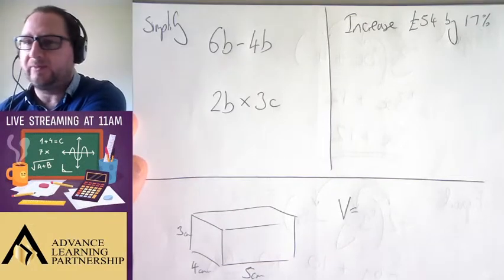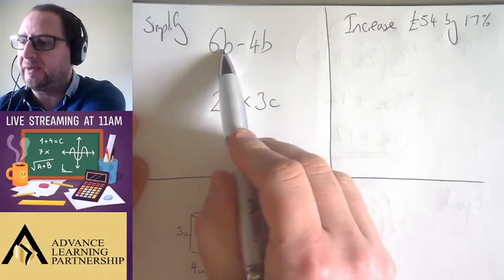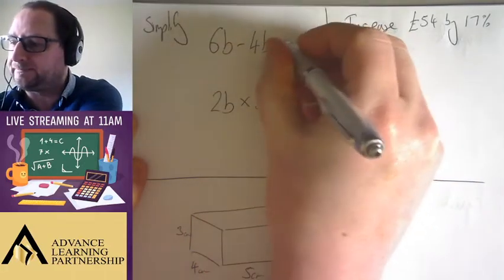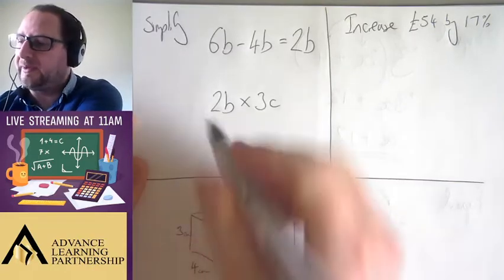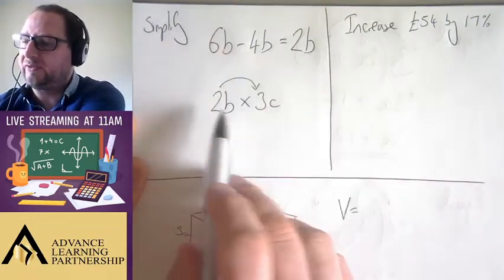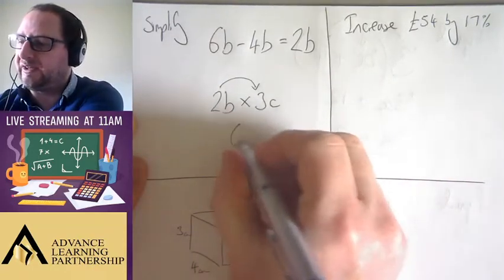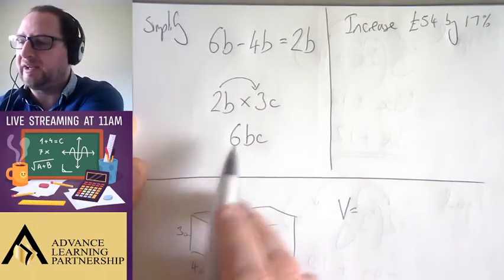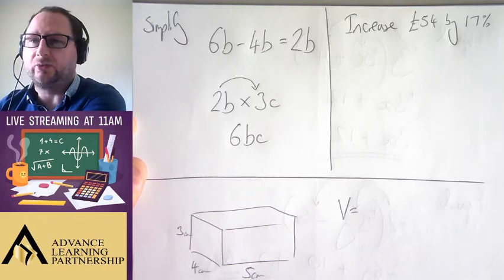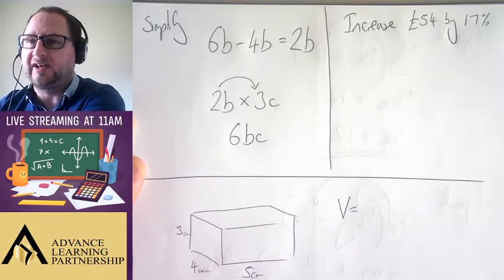So the first two I felt were very straightforward. If you've got 6 b's and you take 4 b's away, you'll have 2 b's left. This is the multiplication, so I'm going to multiply these bits first. So 2 times 3 is 6, and b times c we write as bc. And we try to keep that alphabetically ordered. So 2 quite straightforward questions to get started there.